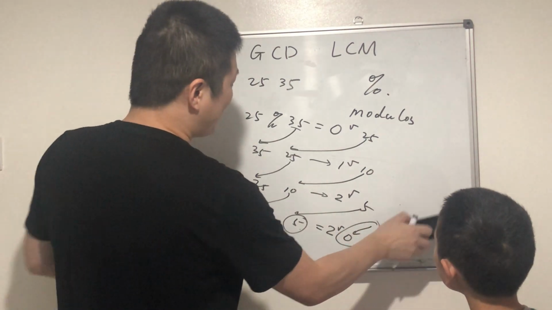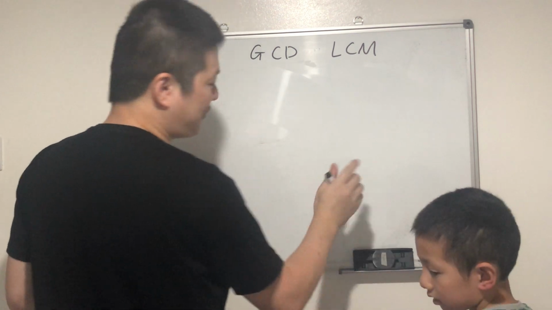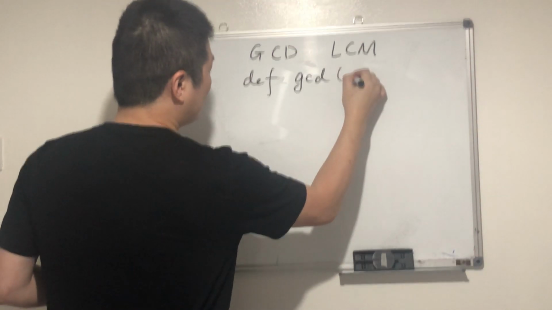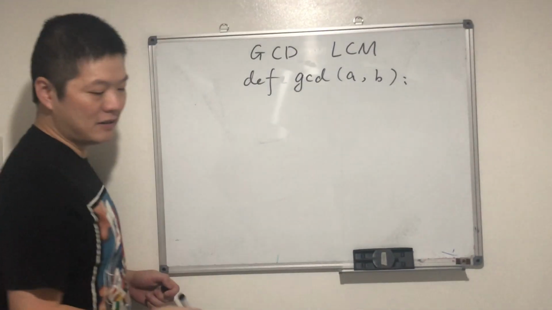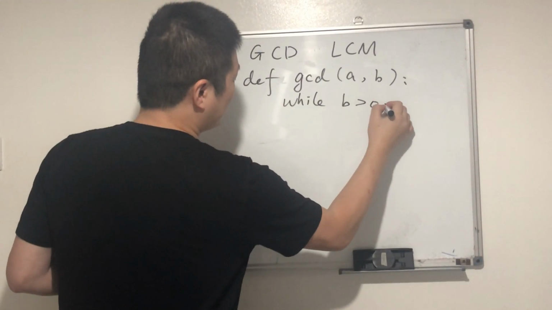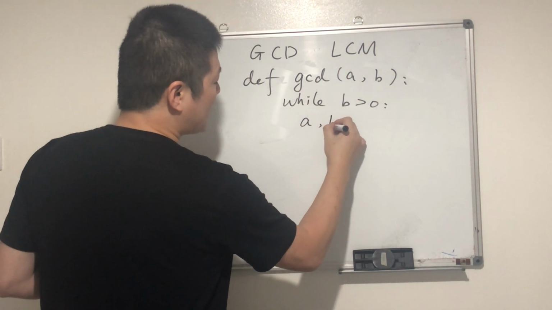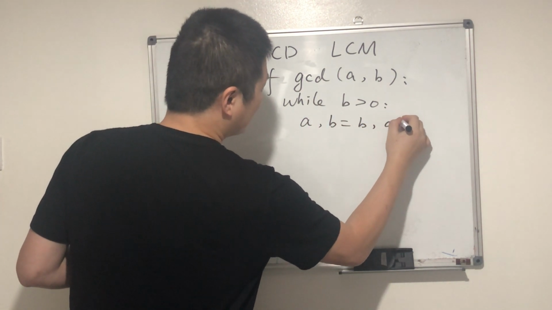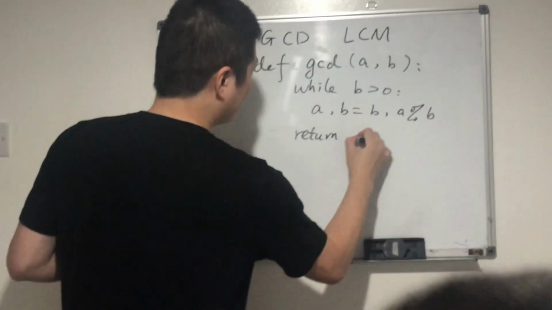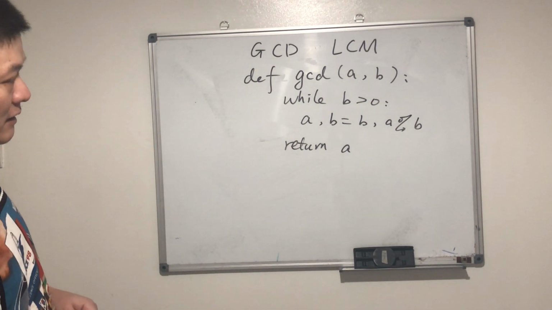Okay, so how do we implement this in a computer? That's easy. It's just 3 lines of code. Define gcd of A and B. While B is greater than 0, what should we do now? A, B equals B, A modulus B. And then return A, right? Return A.